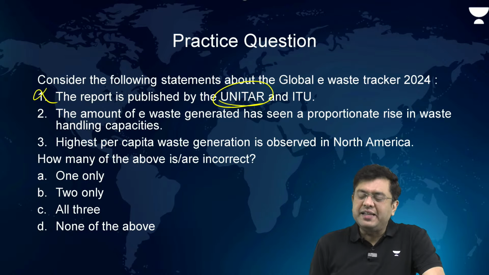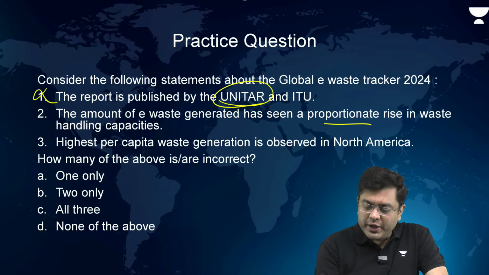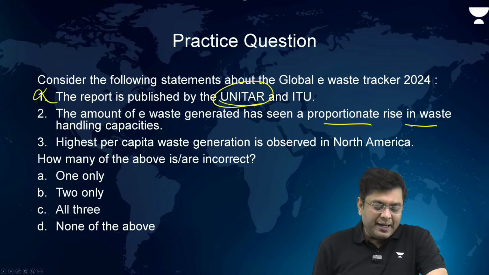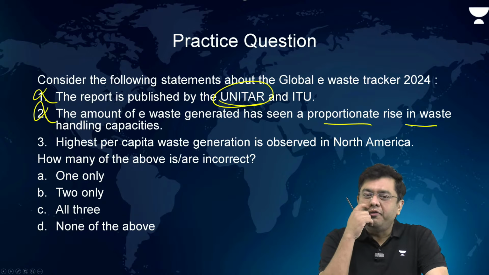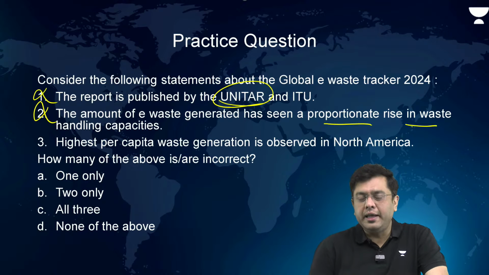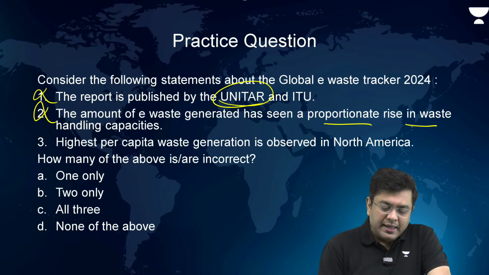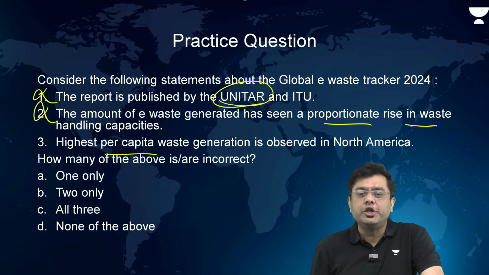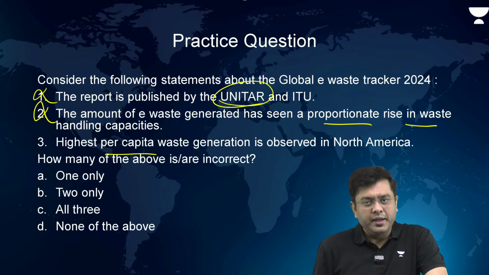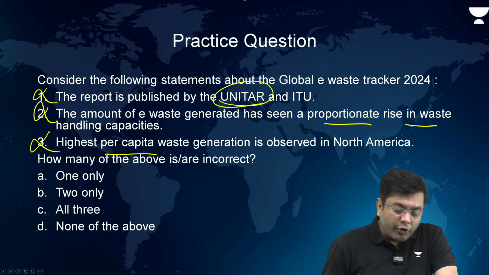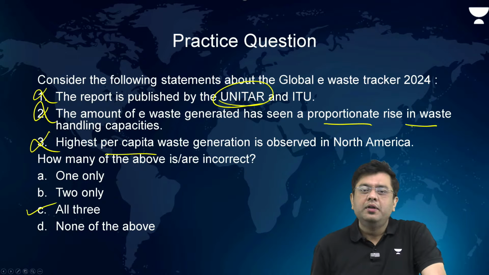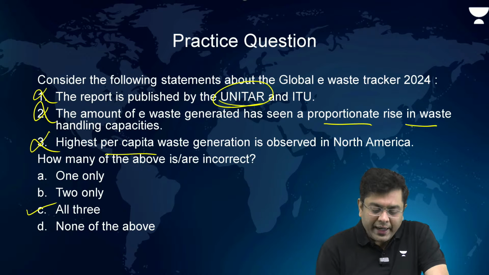The amount of e-waste generated has seen a proportionate rise in waste handling capacities. No. Waste handling capacities have not increased to the same extent. Highest per capita waste generation is observed where? In Europe, followed by Oceania, followed by North America. So here, what is the correct answer? C, all three. Why?